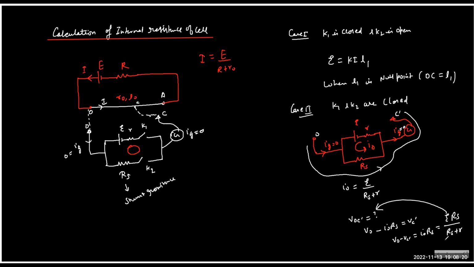And because it is less than E, it must have a null point less than L1. Yes or no? So if I say the new null point is L2, then for case 2, let L2 be the new null point. That is, OC dash is L2.